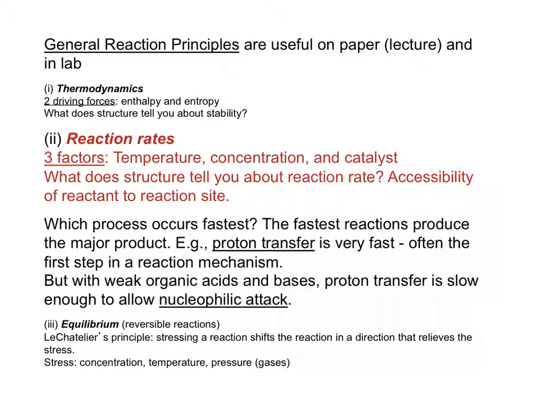We can describe the energy in a chemical reaction by looking at reaction rates. Three factors determine how fast the reaction occurs: temperature, concentration, and the catalyst. What does structure tell you about the reaction rate? If a reactant has easy access to the reaction site, the reaction will go faster than if it does not have easy access to that reaction site. One thing to remember is that proton transfer or acid-base reactions are very fast. So proton transfer is often the first step in a reaction mechanism.